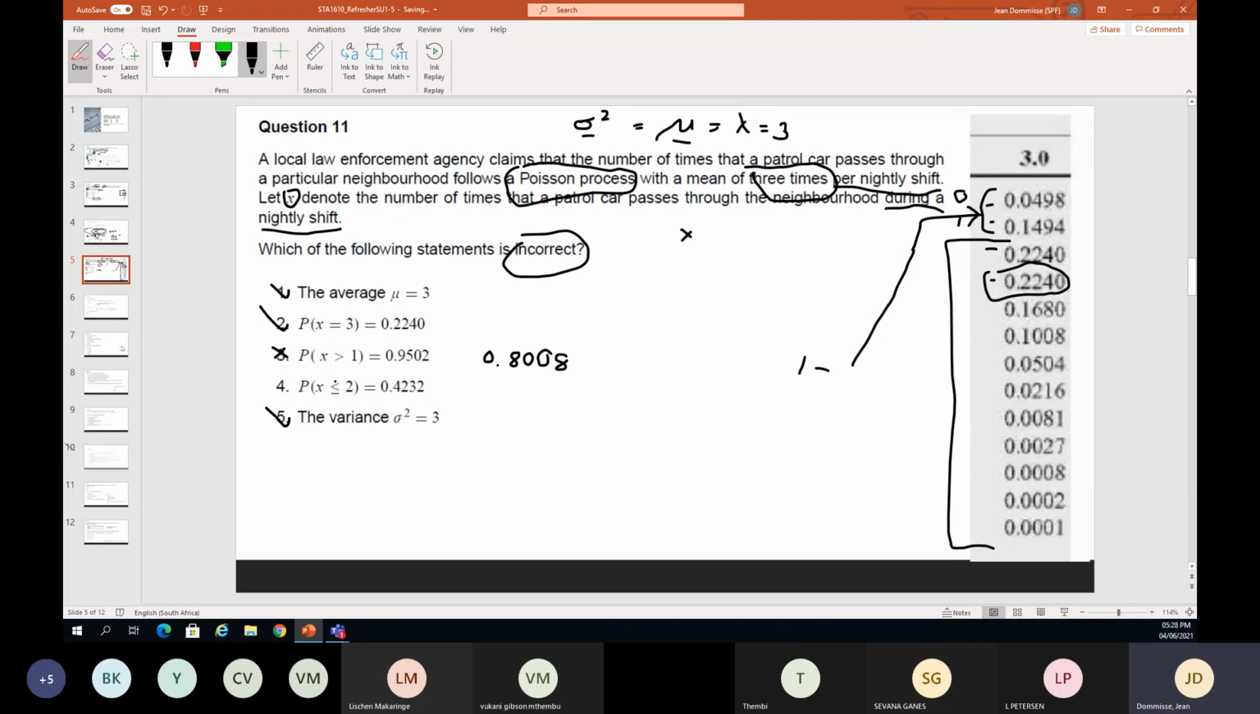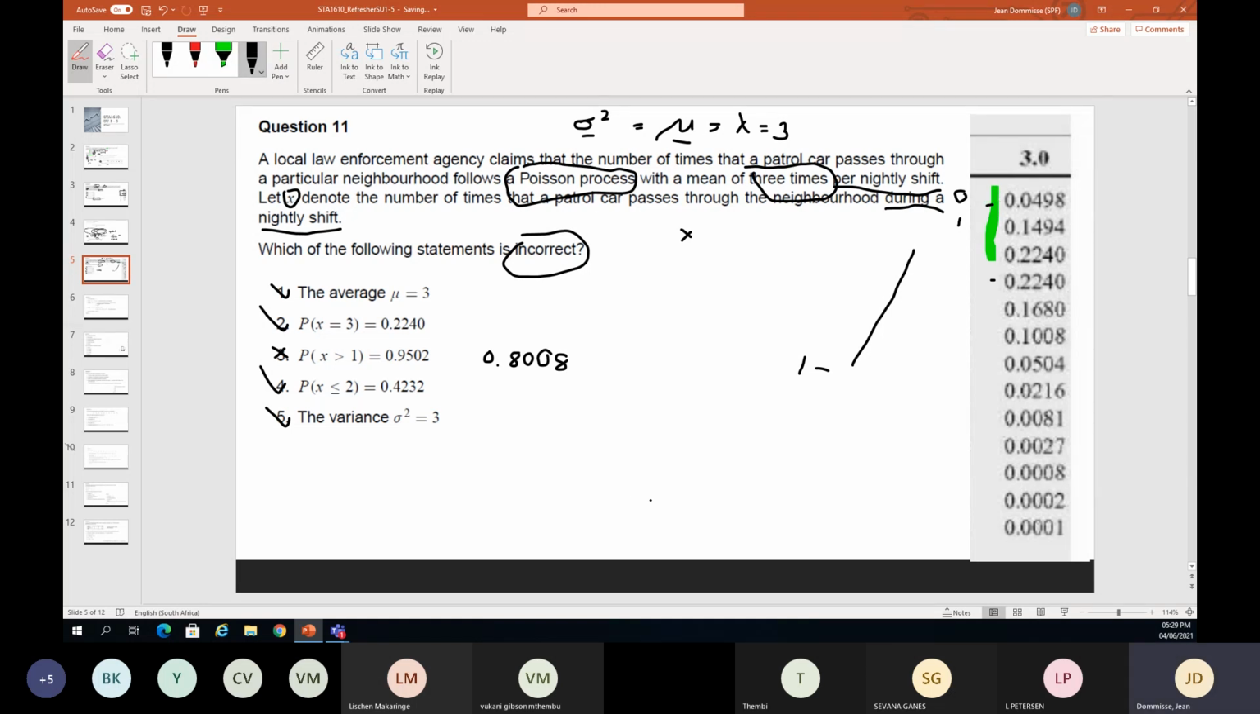Let's just check the other one. Smaller or equal to 2. What will that be? How would you calculate that? I'll just add 0, 1, and 2. That will be the easiest. Yes. Okay, so the first 3, we'll add that together, and then we do get 0.4232. So it is smaller or equal to 2, so we need to say 2, 1, and 0.